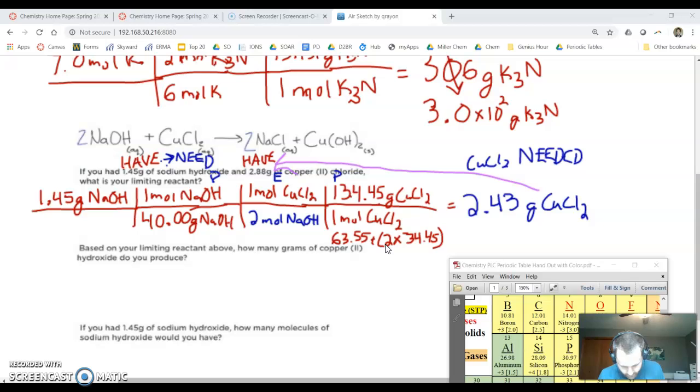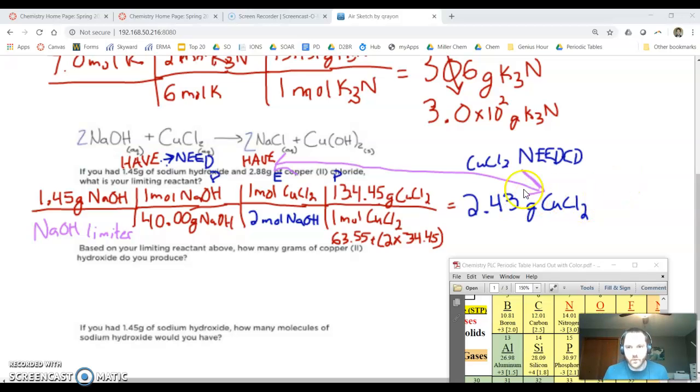Well, that actually tells us our answer right there, because remember, if we compare these numbers, we have 2.88 grams of copper chloride. We need 2.43. So again, what that tells us here is that sodium hydroxide must be our limiter.